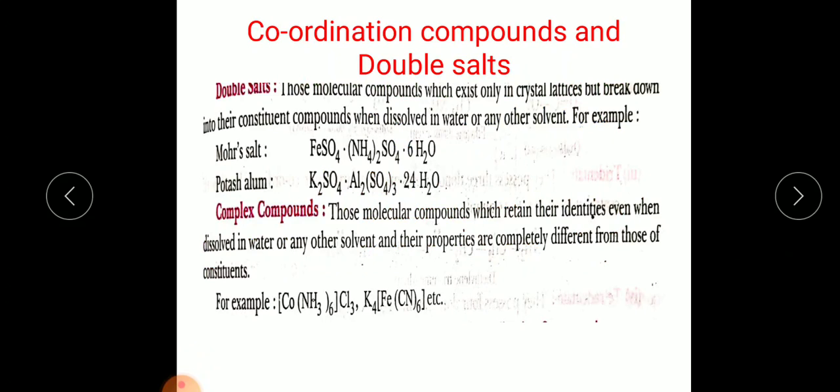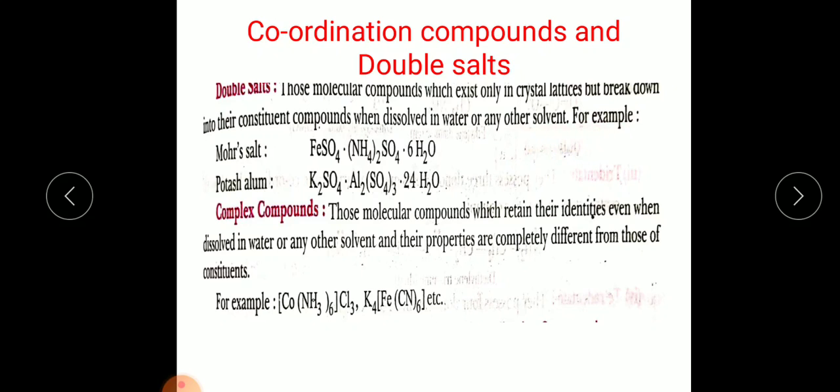So first we'll begin with the difference between double salt and complex compounds. Double salt means those molecular compounds which exist only in crystal lattices but break down into their constituent compounds when dissolved in water or any other solvent.